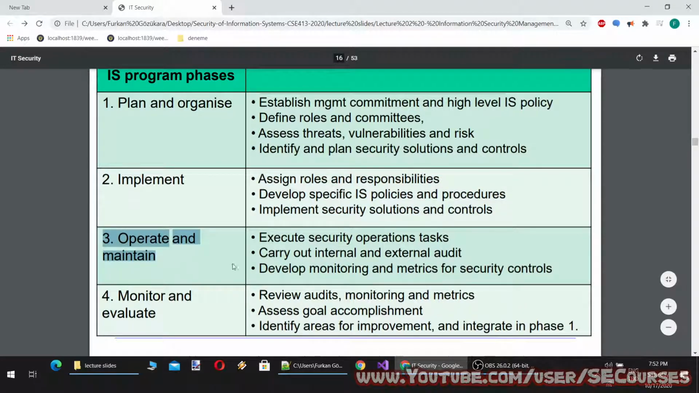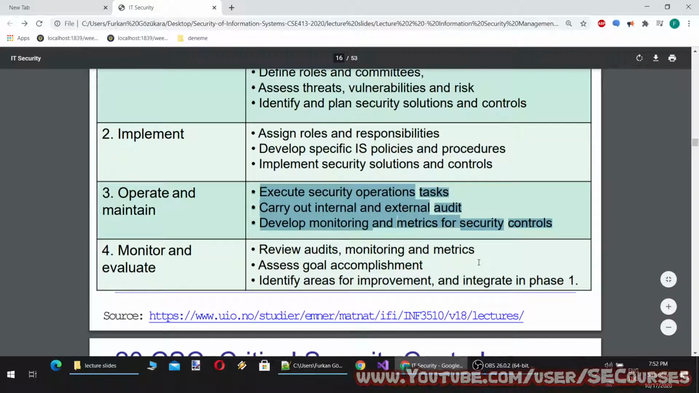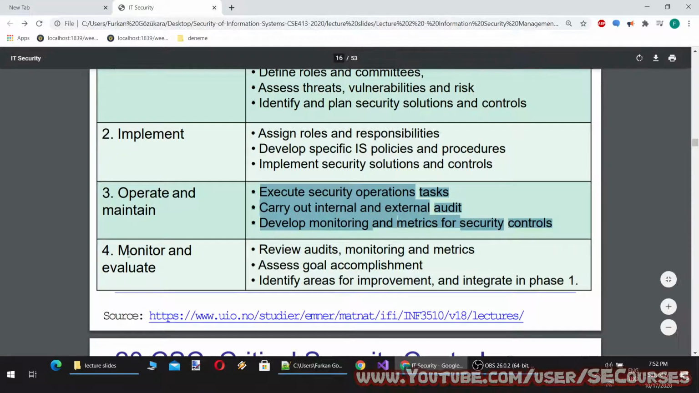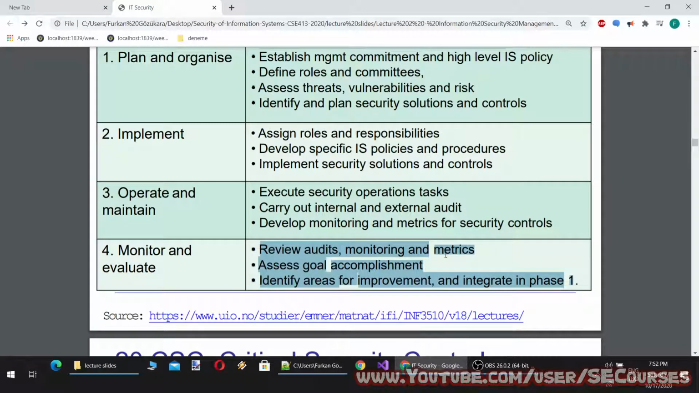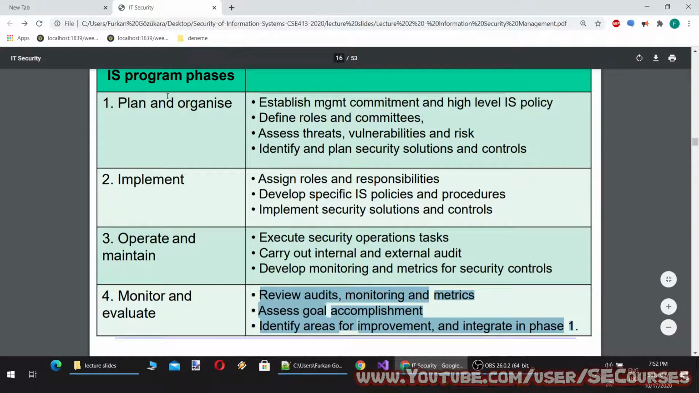Then, after implementation, we operate and maintain. Execute security operations tasks, carry out internal and external audit, develop monitoring and metrics for security controls. And finally, we monitor and evaluate. Review audits, monitoring and metrics, assess goal accomplishment, identify areas for improvement, and integrate in Phase 1. So as we plan, organize, implement, operate, and maintain, we find what we lack, we plan and organize again, and we implement and operate and maintain again. This is a cycle.